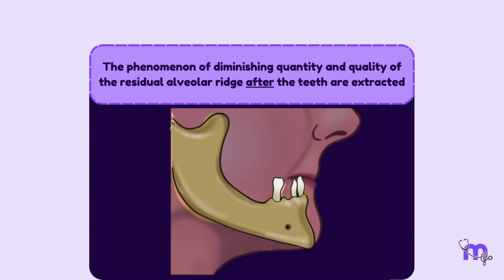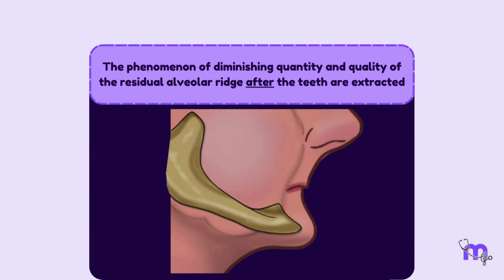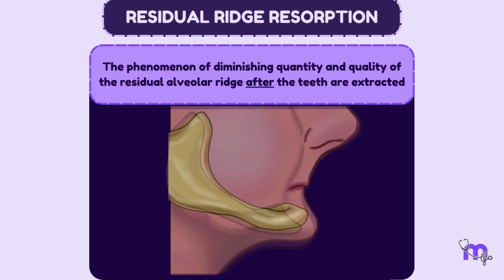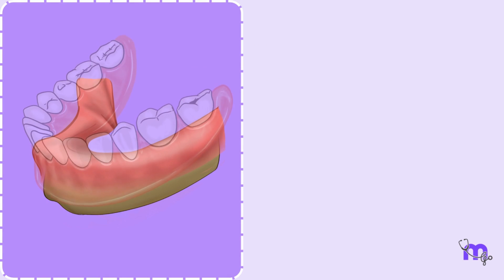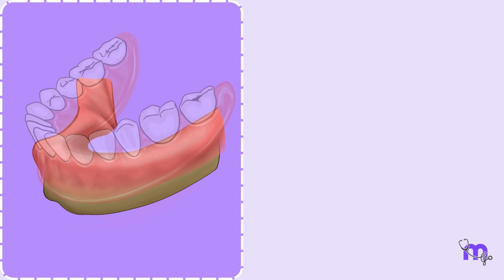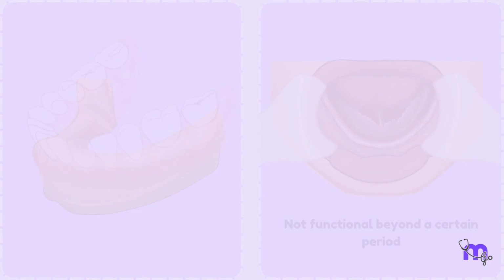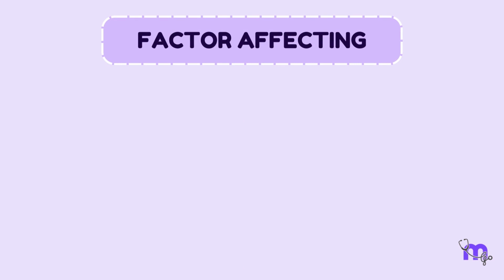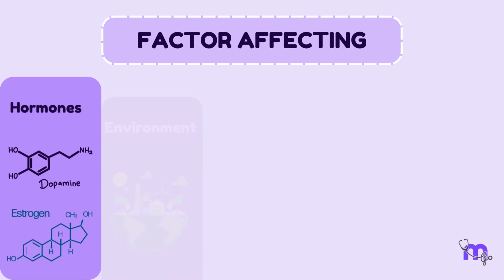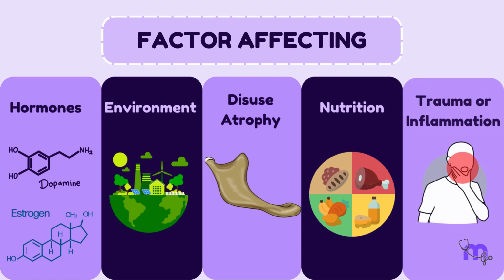This phenomenon of diminishing quantity and quality of the residual alveolar ridge after the teeth are extracted is known as residual ridge resorption. These old dentures eventually become so loose due to residual alveolar ridge resorption that they end up becoming non-usable after a point. Now, this time varies from patient to patient and is governed by several factors such as hormones, environment, disuse atrophy, nutrition, trauma, or inflammation. Let us elaborate.